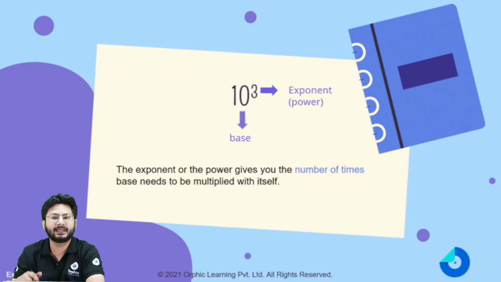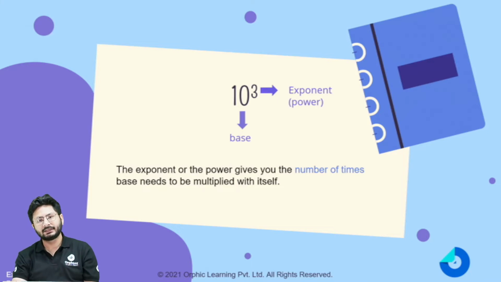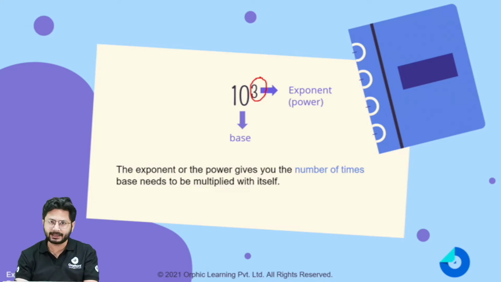Now, what are the different parts? If we talk about the number 10, that is the base, and the number 3 is called the exponent or the power. The exponent or the power gives you the number of times the base needs to be multiplied by itself. This number 3 tells us that I have to multiply the base by itself that many times.